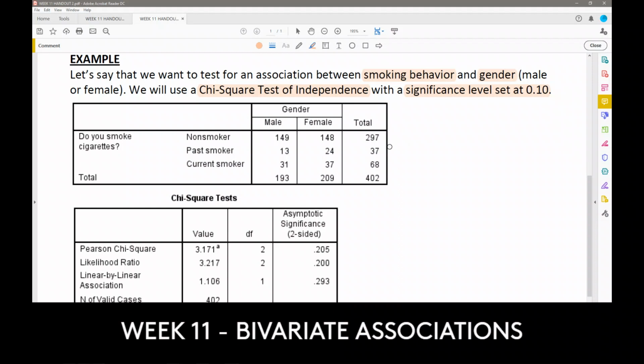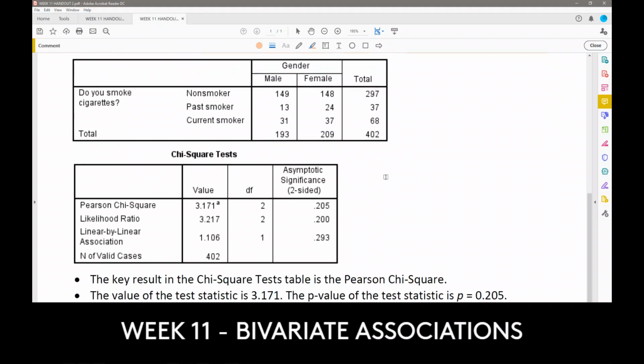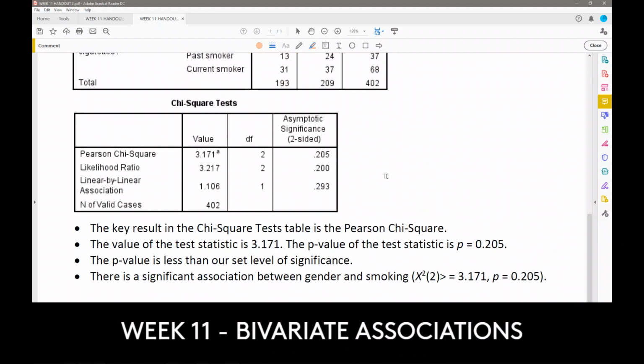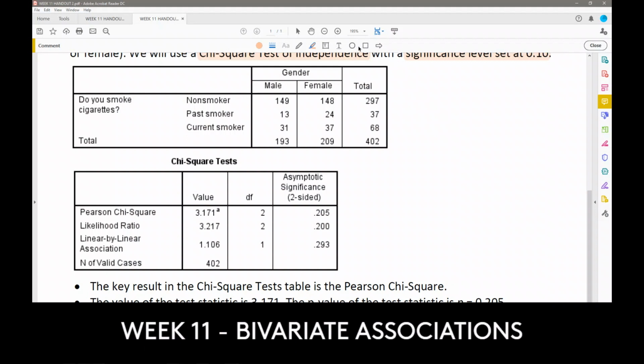When you run this, you're going to get an output. You're going to get this normal crosstab right here, and then below you are going to get the chi-square test. What's important to look at is this value here, the Pearson chi-square. We want to get the value, and then we want to get the significance, or the p-value, which is this column here.